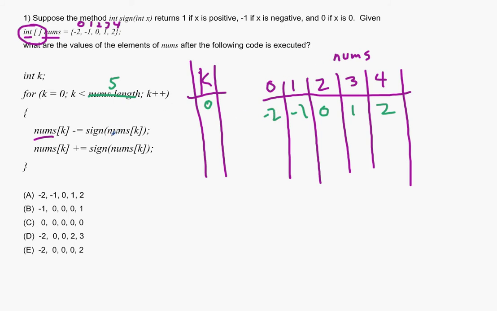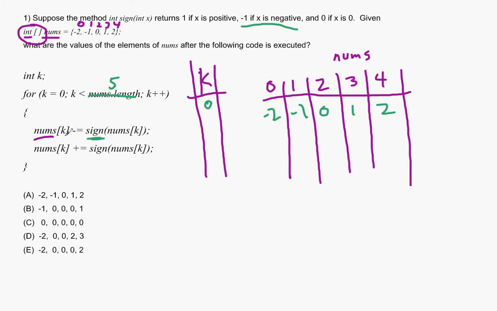So I'm taking num sub 0, which is -2, and I'm sending it to the function sign. Now, according to the very first line of the program, let me just jump to the significant part. There we go. So this function returns a -1 if this value is negative. And right now, if k is 0, num sub 0 is negative 2, and so sine will return a negative 1.